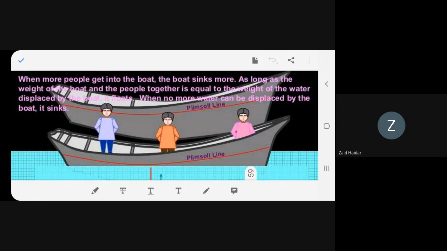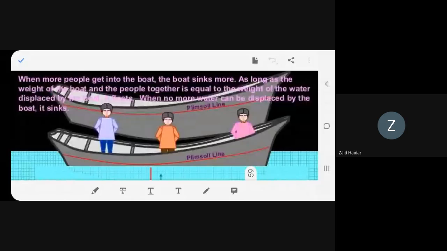The boat will float. But as soon as the water doesn't get displaced by the people on board, it starts sinking. The boat starts drowning. You understand? The boat will go under the water and people may die. Okay? You understand or no?